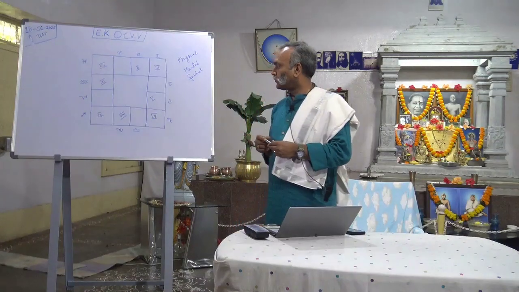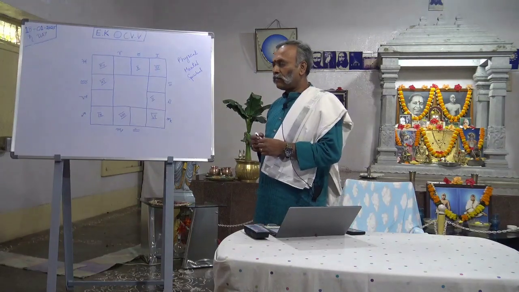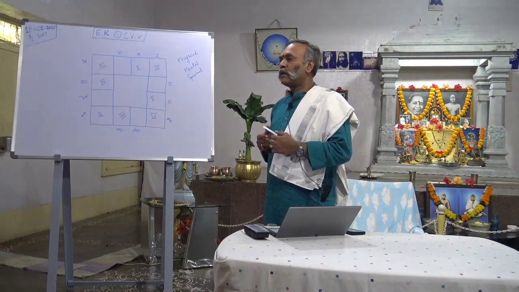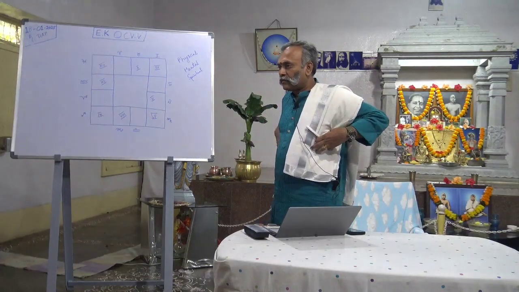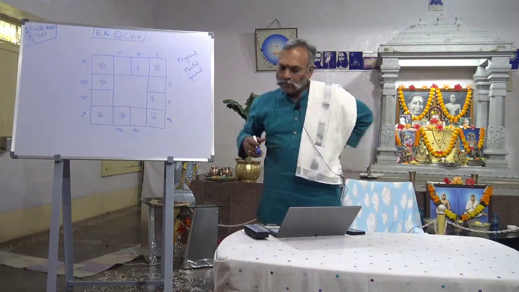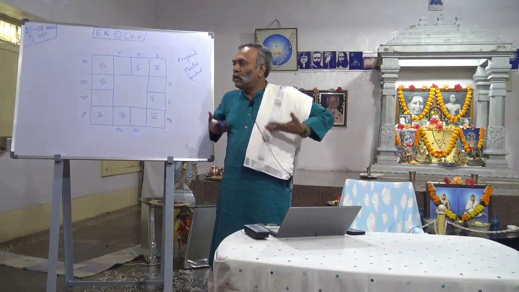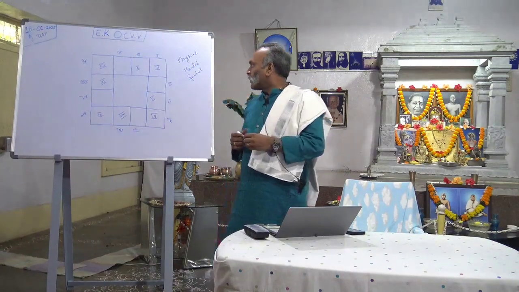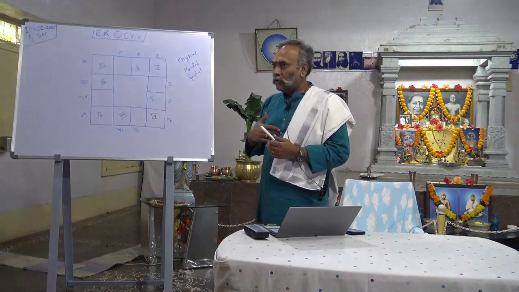Now the fifth house is the second of the fixed quadruplicities. On the physical level, the fifth house represents the back and the heart. The back is the portion above the diaphragm, the rib cage, and the heart.